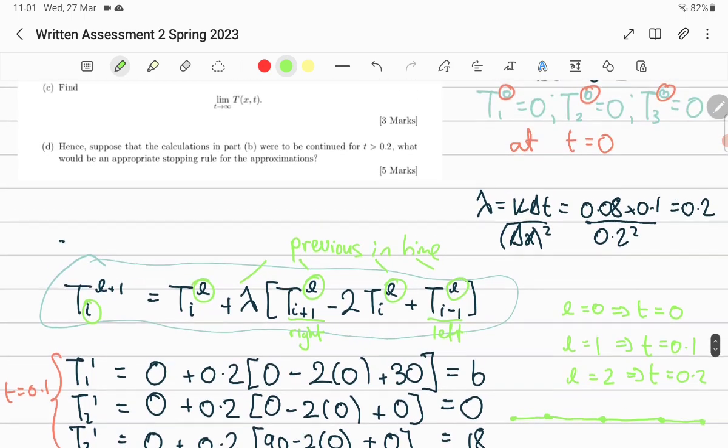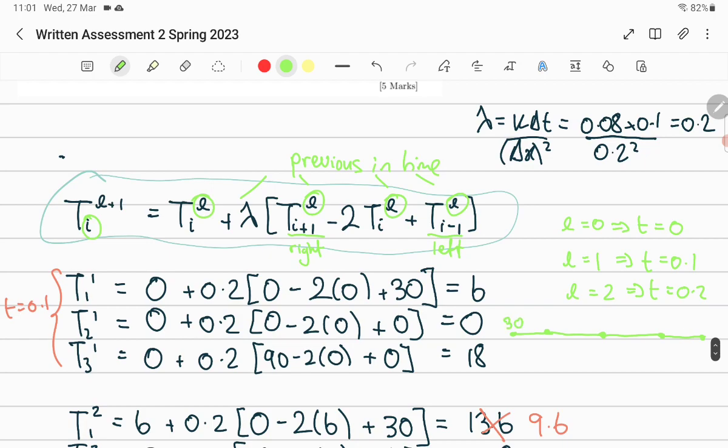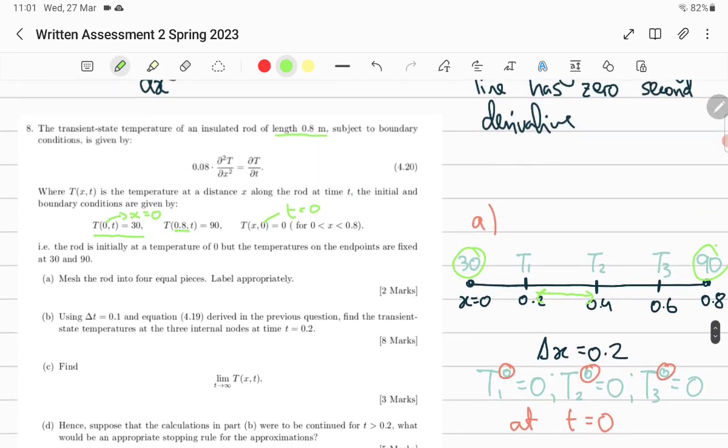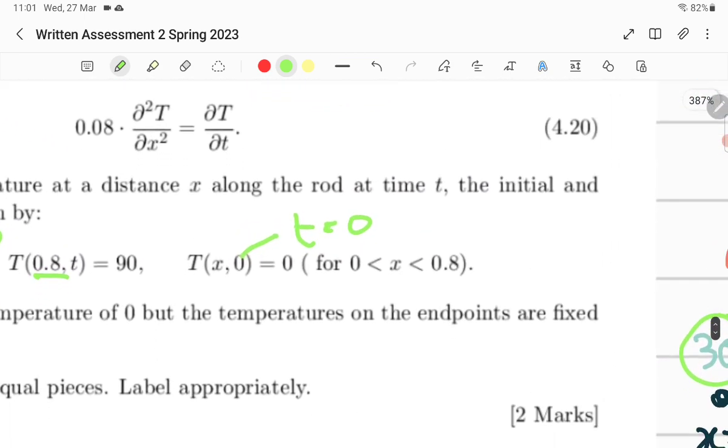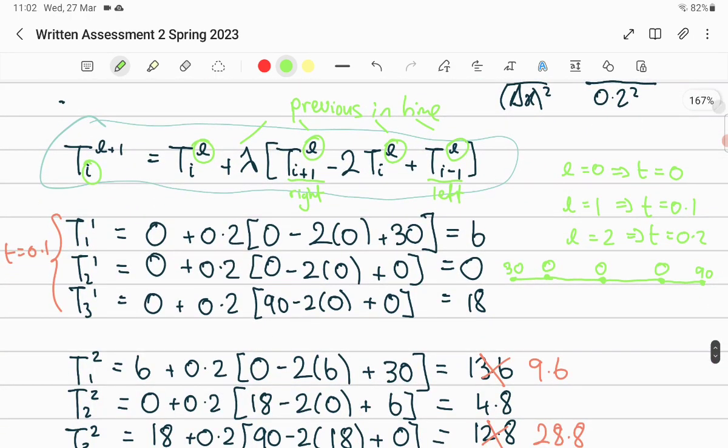looked like this. The temperature we had was 30, 90, and the initial temperatures were all zeros. They're not approximations. That's the genuine initial conditions: at any point x between 0 and 0.8 at time equal to 0, the temperature was 0. So this is the initial state, as it were, of the rod.